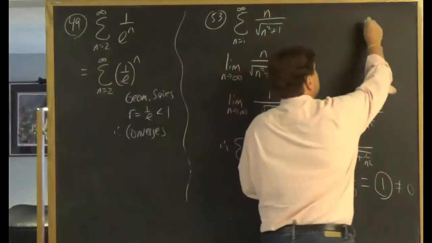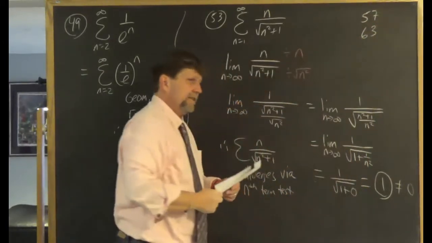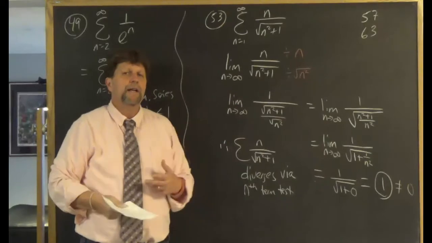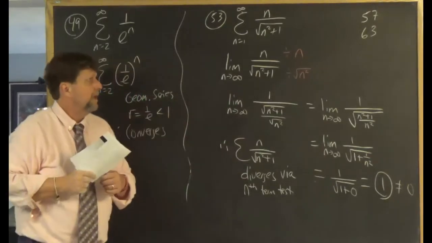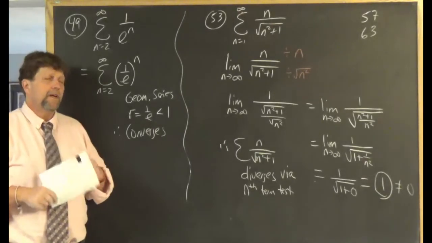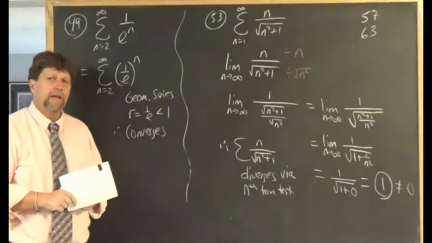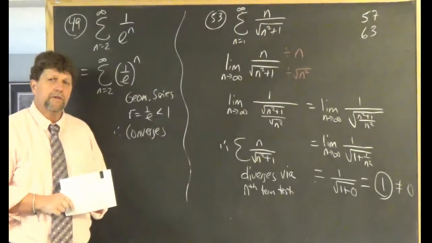Final two, 57 and 63. So go ahead now, pause the video, do 57 and do 63. Once you've done 57 and 63, you know the drill. Restart the video. I'll be here at the chalkboard to work through the solutions.